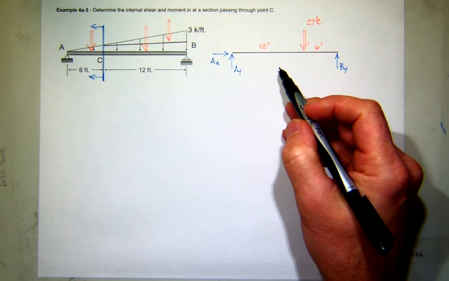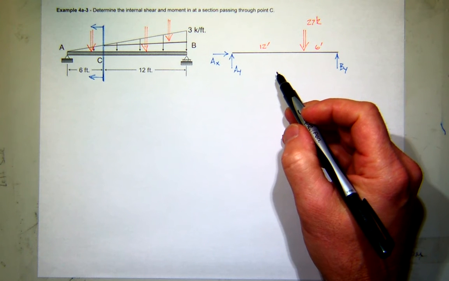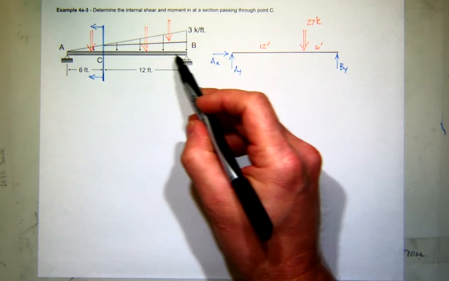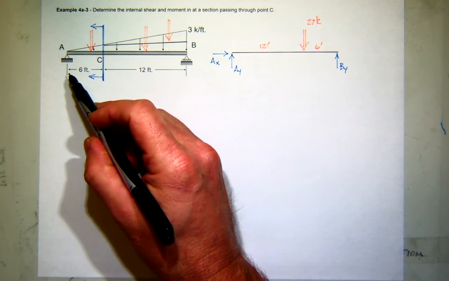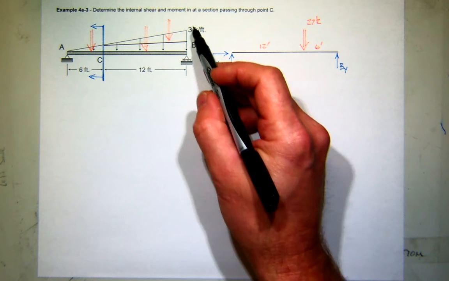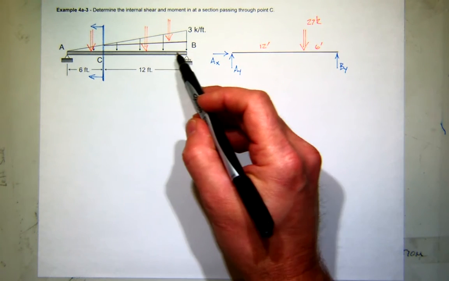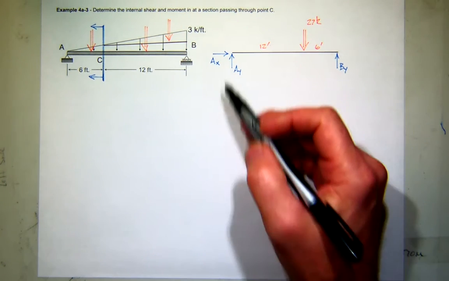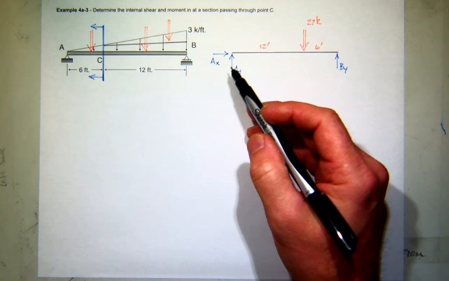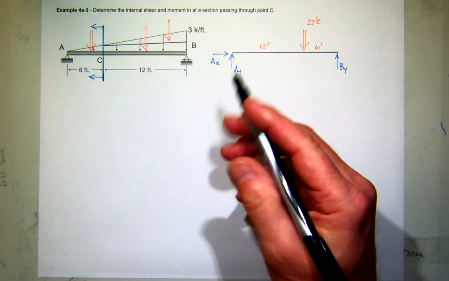Is that okay? Yeah. Why is it not just 12 times 3? Because I'm doing the entire structure. So the structure has a length of 6 plus 12. Right, we're not just doing this part of it, right? Okay. We're doing the whole structure to find the reactions. Now I want to find the reactions at A, so where do I sum moment?